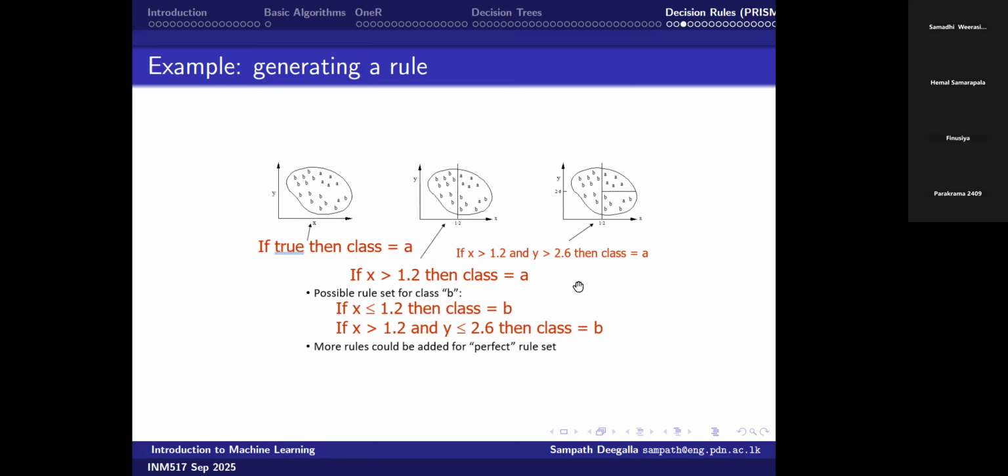And that's the basis for the covering algorithm. We can generate rules to cover some of the instances. And if you follow the same procedure, you can create a set of rules for B's as well. And then when you get all the rules together, you have rules to identify A and identify B.